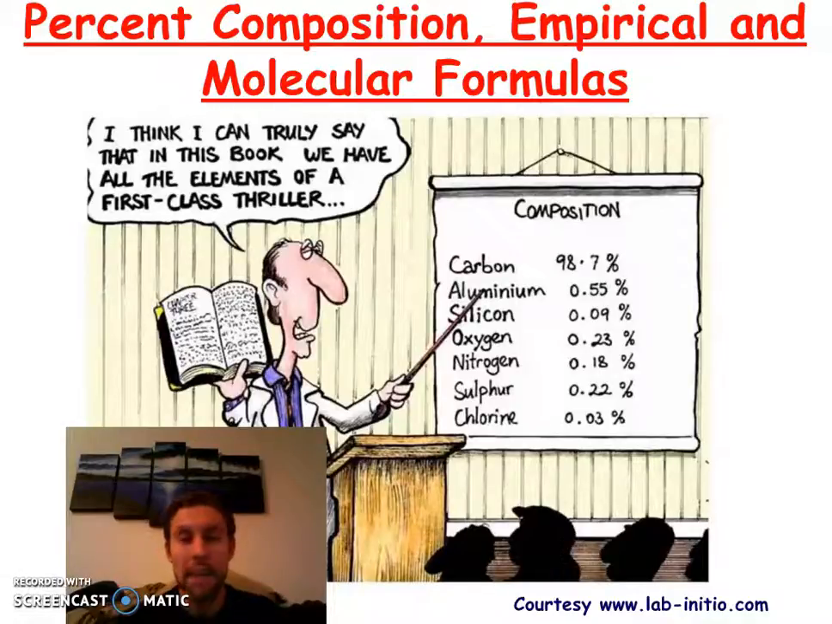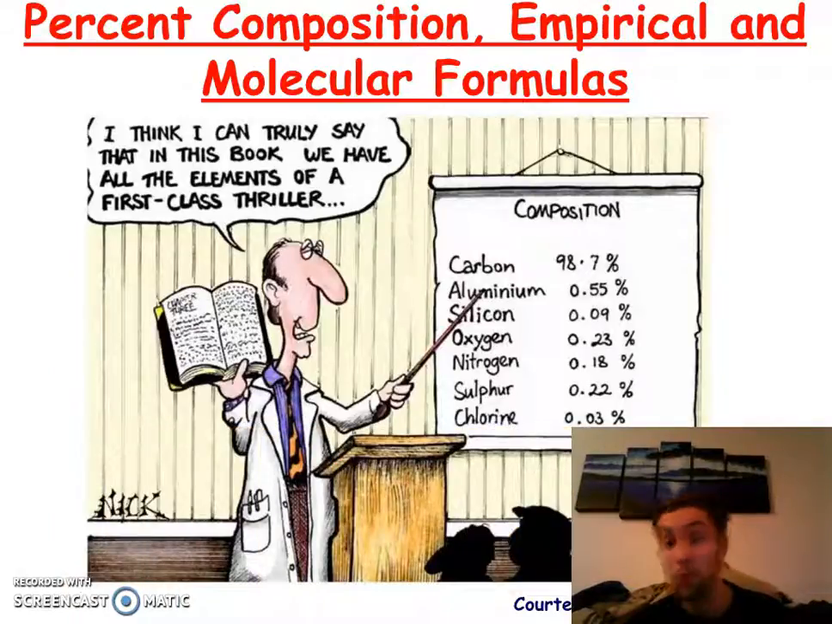Alright, guys, we're going to look at percent composition, empirical, and molecular formulas. Let's take a look at this joke.